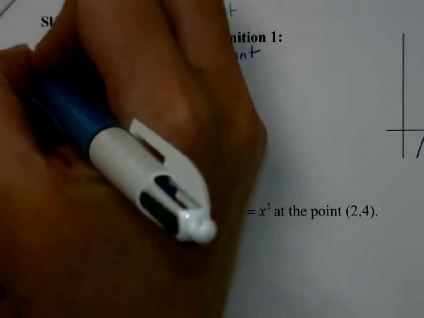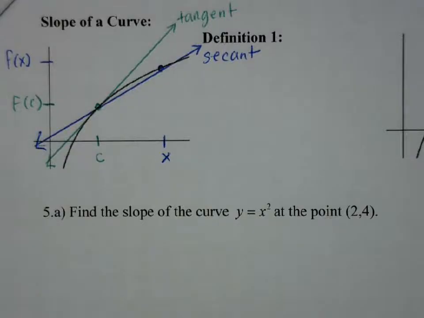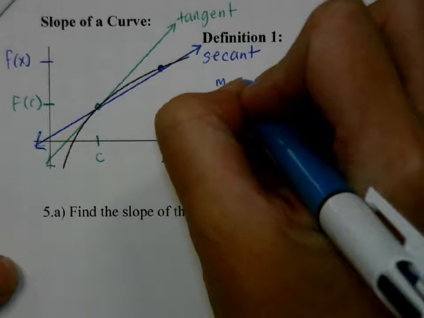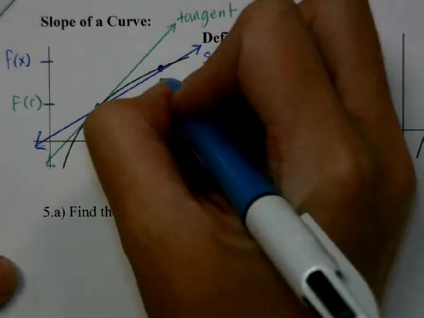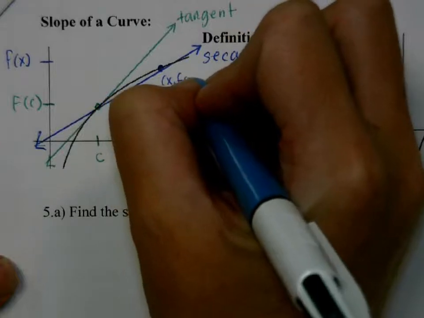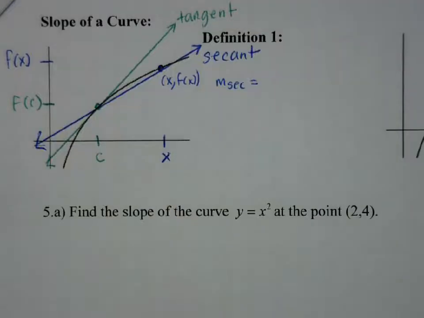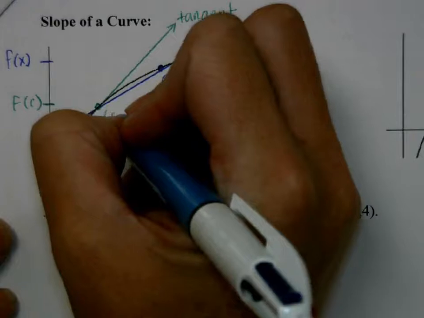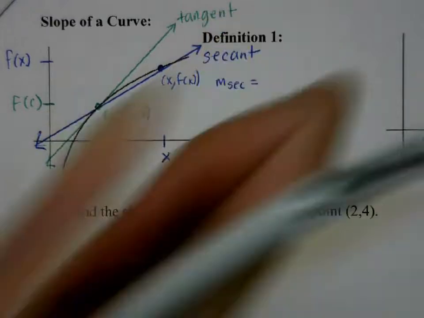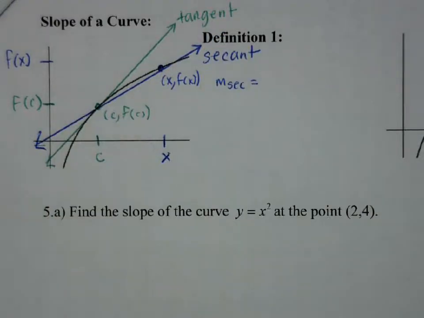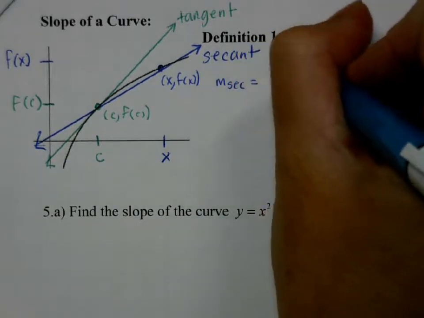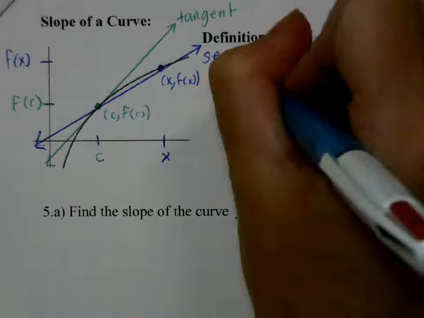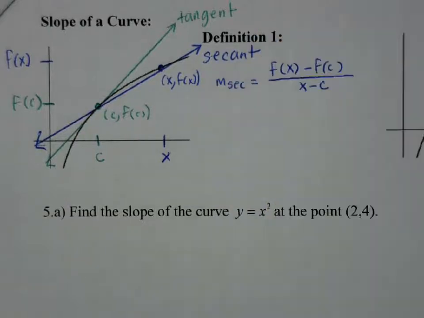Okay, the slope of the secant line is going to be y2 minus y1, so this is x, f of x. This is c, f of c. So y2 minus y1 over x2 minus x1. So f of x minus f of c over x minus c. That is the slope of the secant line. Easy.